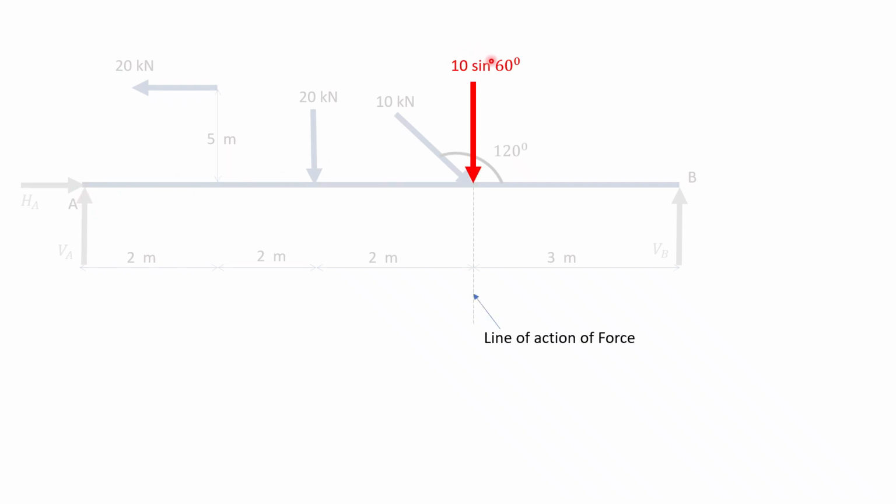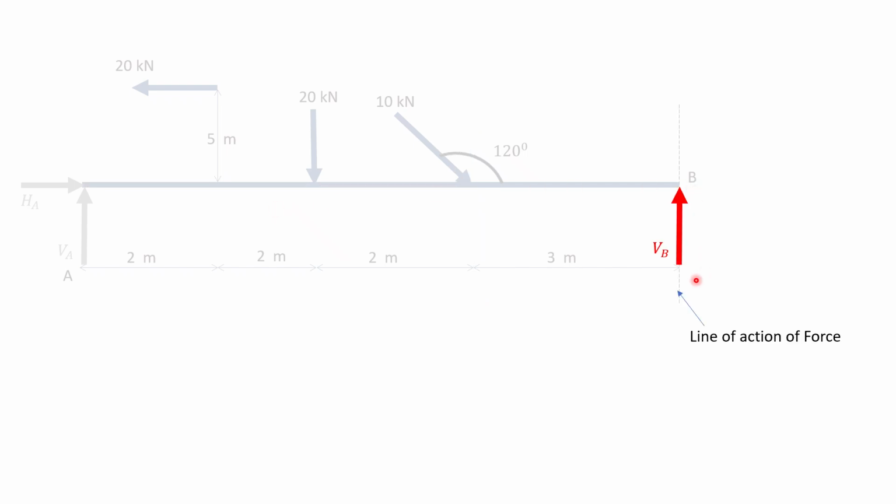This 10 sin 60 has its line of action like this. It will have perpendicular distance about point A of 6 meters, and it rotates about point A clockwise. So it will have magnitude of moment of 10 sin 60 into 6 meters. It is rotating clockwise, so 10 sin 60 into 6 positive.